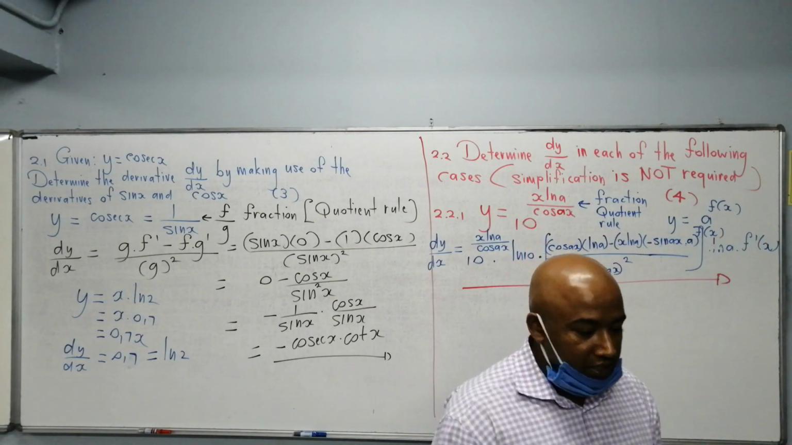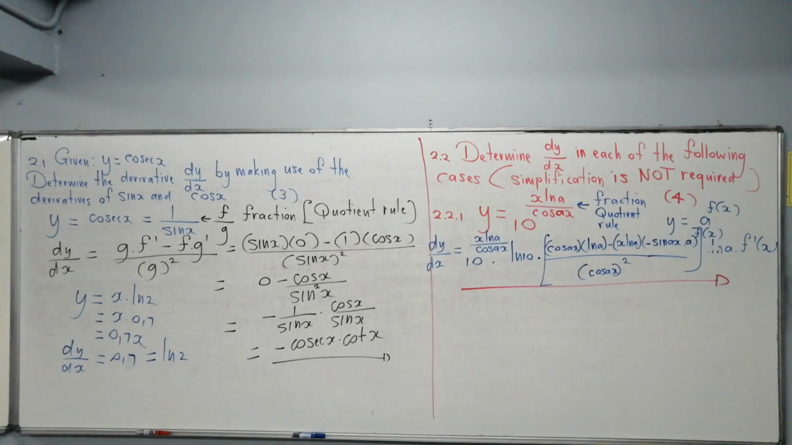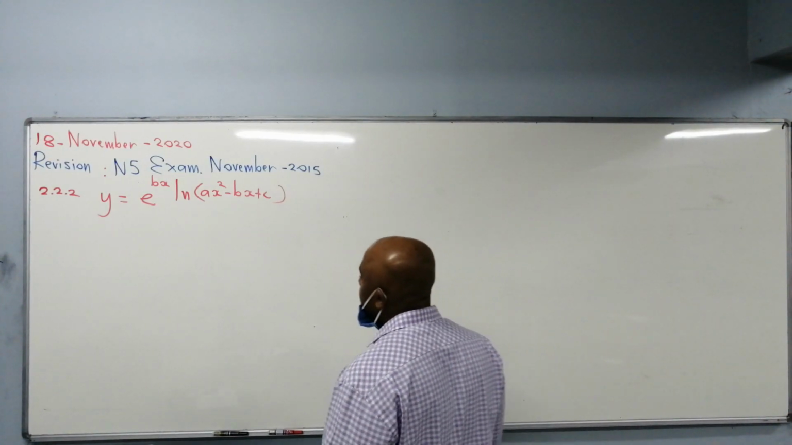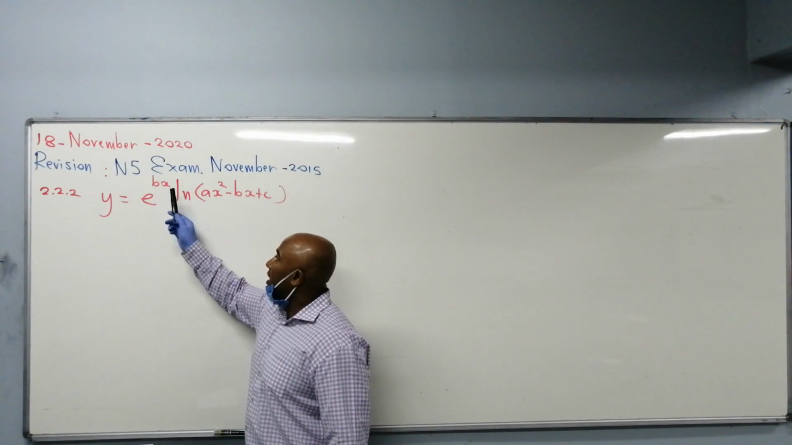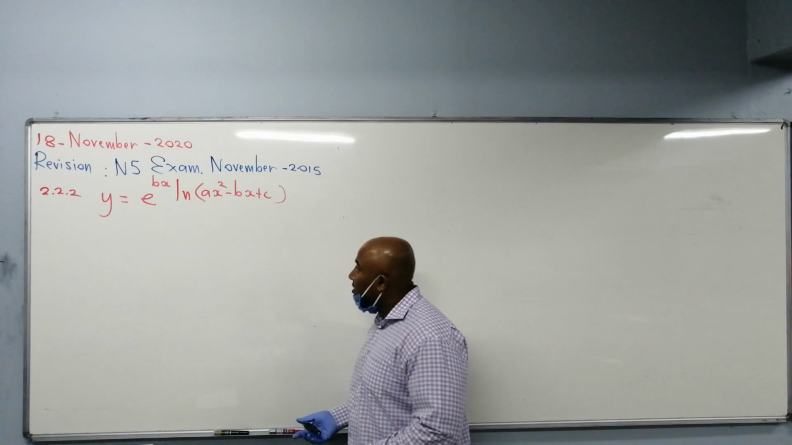Let's move on to the next one. Right, next one, 2.2.2. We got e to the power bx. This is ln of ax squared minus bx plus c.